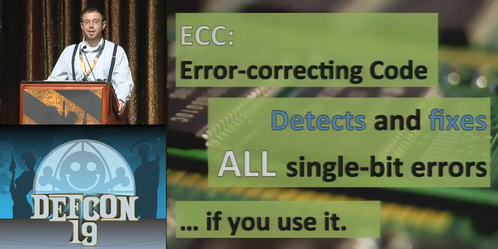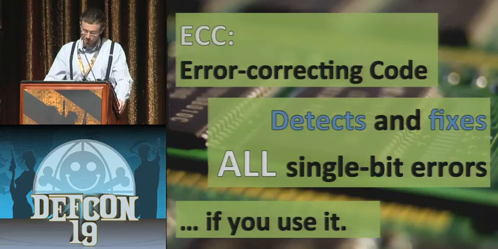The good news is that all errors in DRAM can be fixed by use of what is called ECC, or error correcting codes. ECC can detect and fix all single-bit errors. There's actually forms of ECC that will detect all 1, 2, 3, and 4-bit errors. But ECC only works if you actually use it.